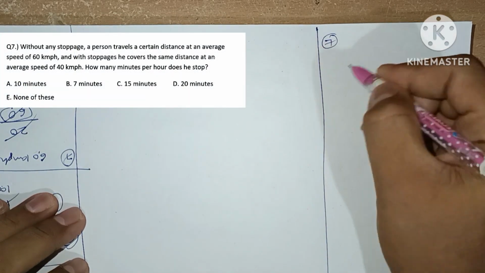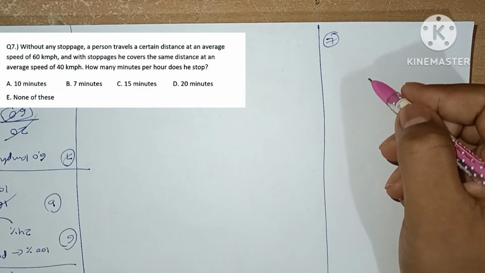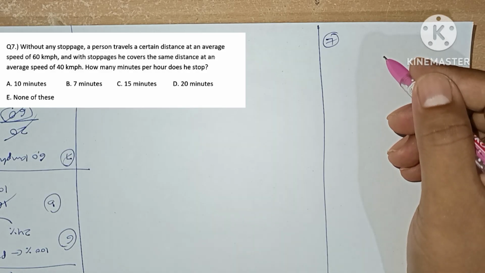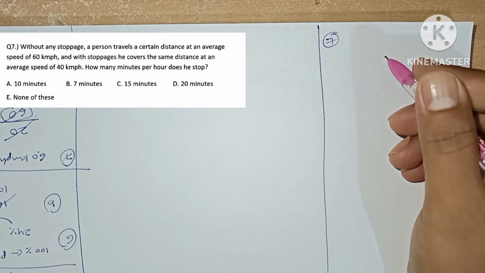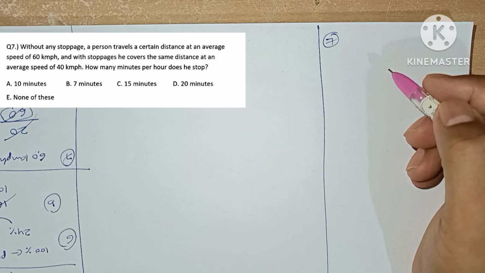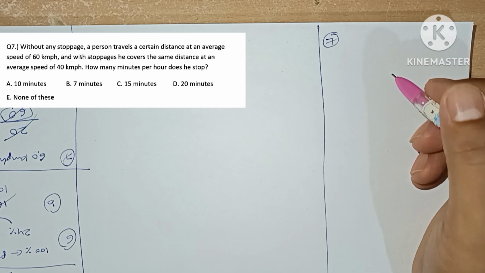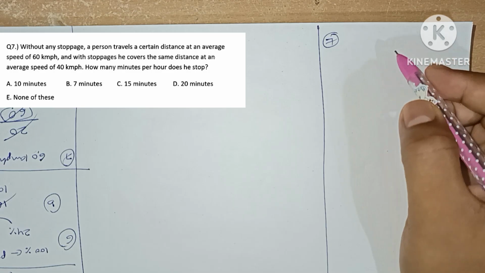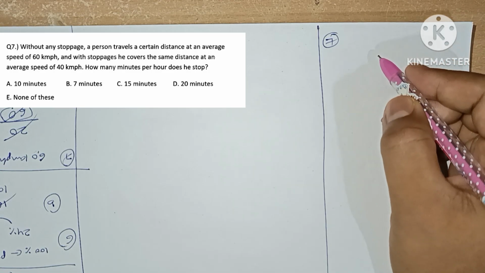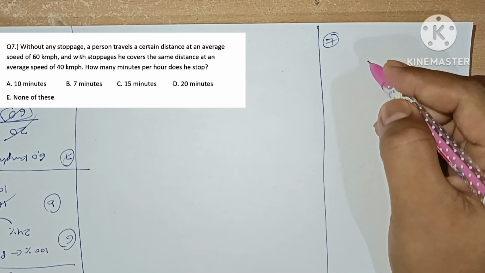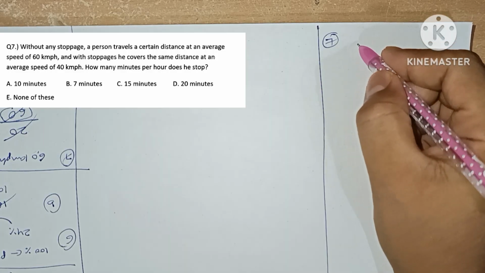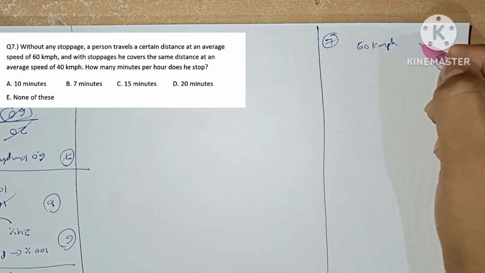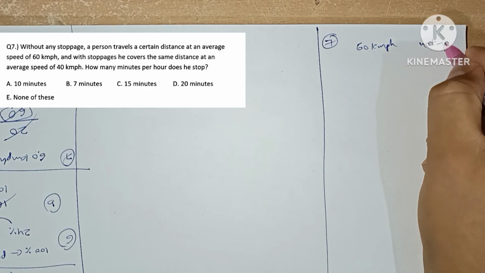Now we are going to see question number 7. The question says that without any stoppages, a person travels a certain distance at an average speed of 60 km per hour, and with stoppages he covers the same distance at an average speed of 40 km per hour. How many minutes per hour does he stop? This question is related to including stoppages and excluding stoppages. For this type of question, first we note the speeds. Here speeds are given as 60 km per hour and 40 km per hour.